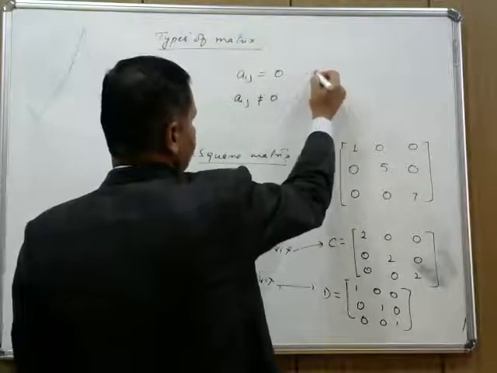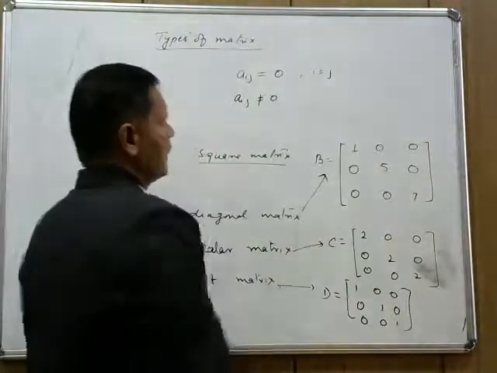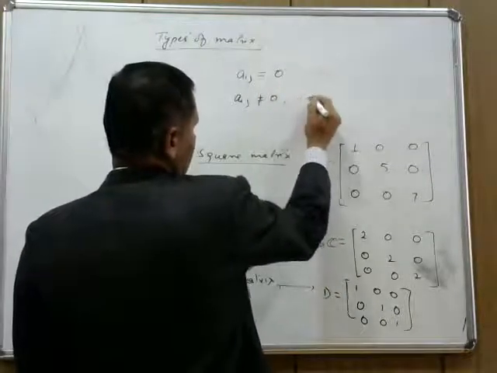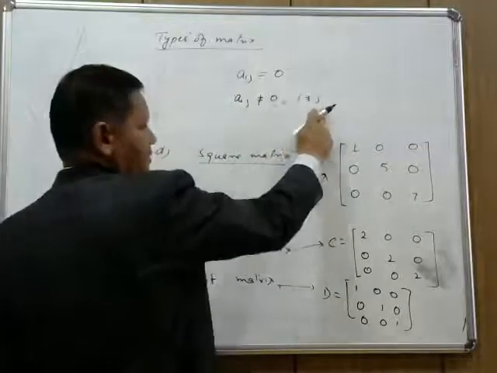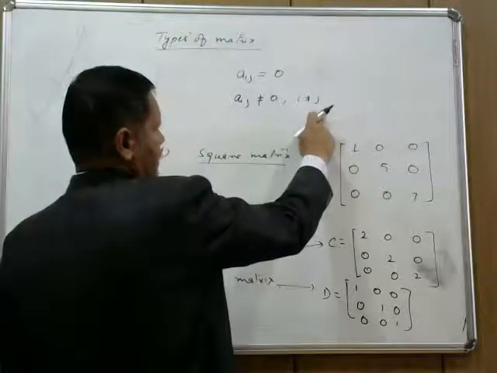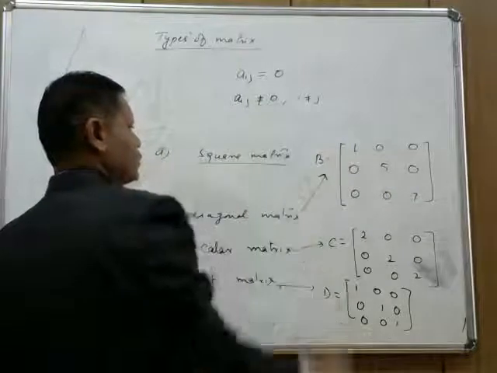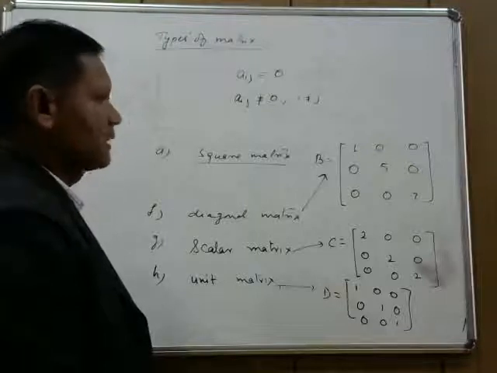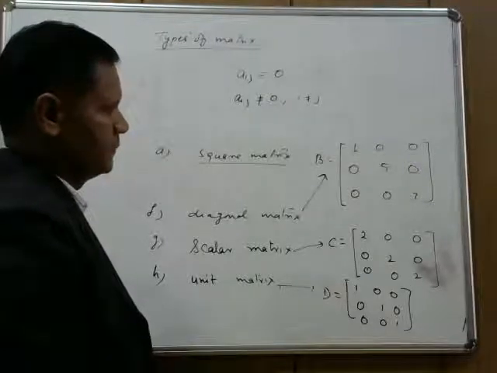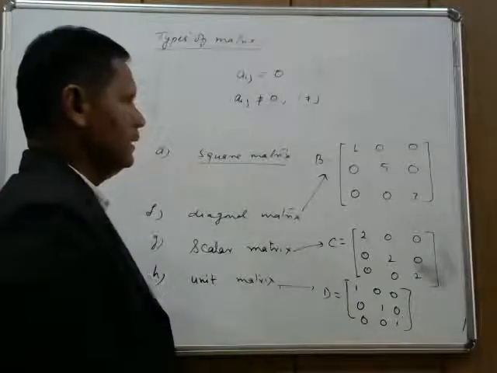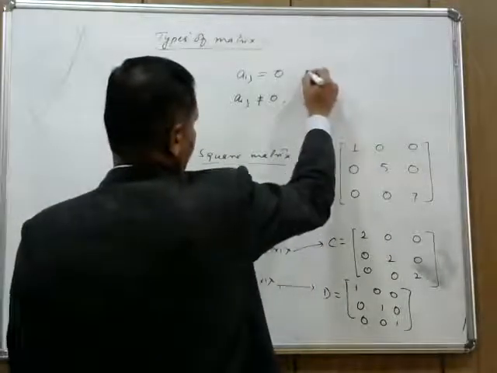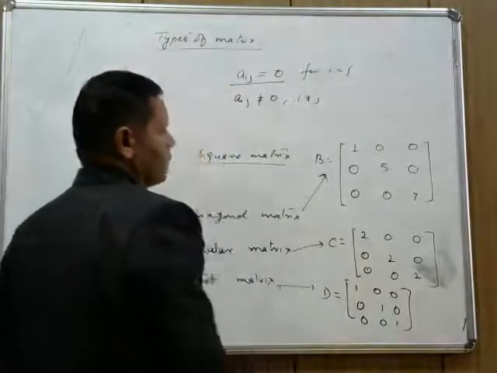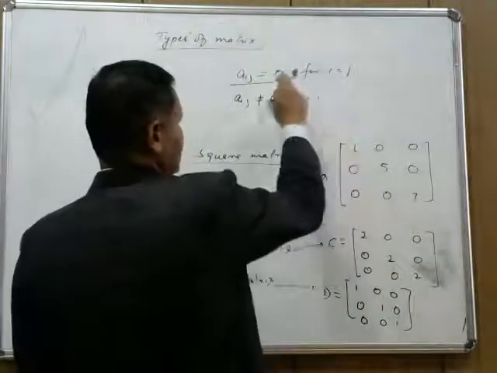If i equal to j and aij is not equal to 0, and i is not equal to j, and aij is equal to 0, that means for a diagonal matrix, what can I write? Wherever we have i not equal to j, aij is equal to 0. For i not equal to j, aij is 0.